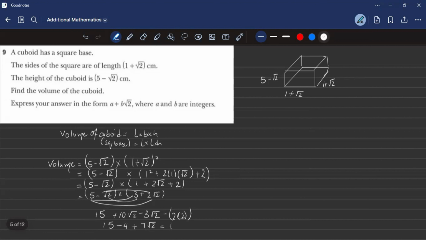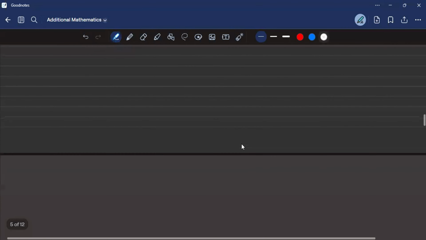equal to 11 plus 7 under root 2. And that is equal to our answer. So 11 plus 7 under root 2 is our answer for question number 9. Proceeding on to question number 10.